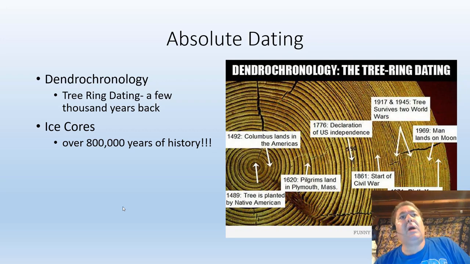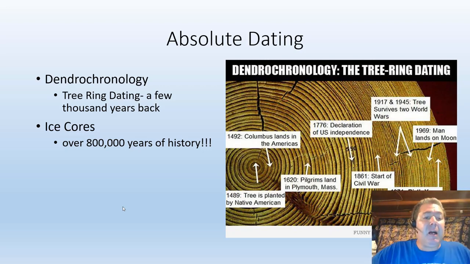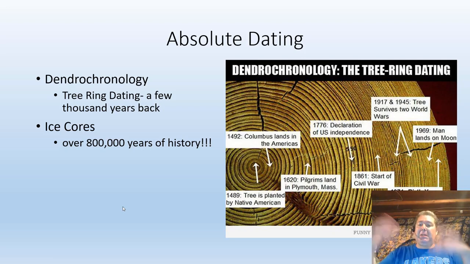Just like the rock record, we don't have one ice core that goes back this whole time. But taking this one and that one and that one and putting them together, we can build a record that goes back 800,000 years, year by year, because ice builds up in yearly rings, kind of like trees do.